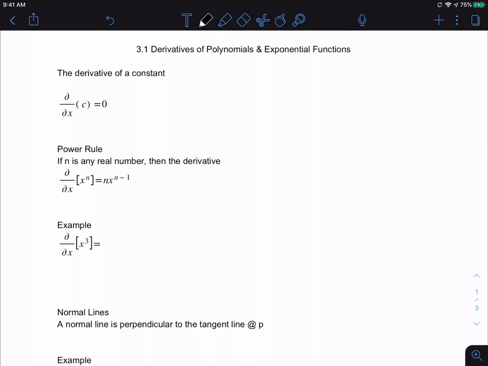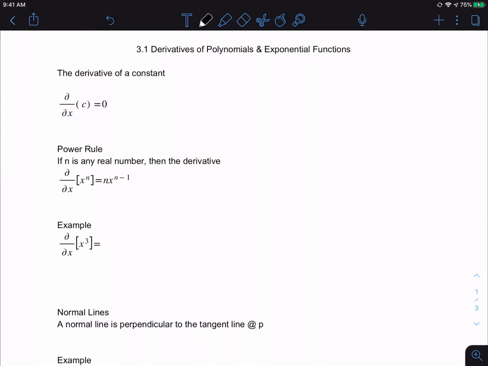This is 3.1, so you're going to appreciate chapter 3 after doing all of that stuff in 2.7 and 2.8 with the definition, because now we're going to fly. That stuff that would take forever is going to take just a quick second. One of the things we're going to start off talking about with derivatives is the derivative of a constant.